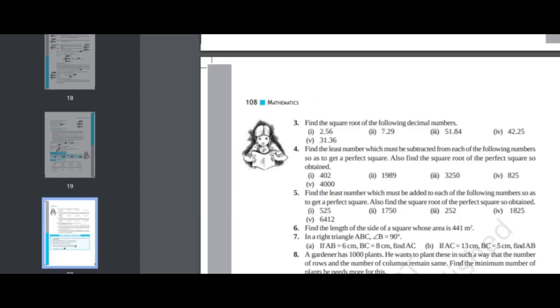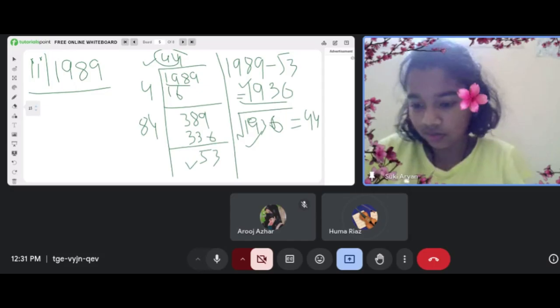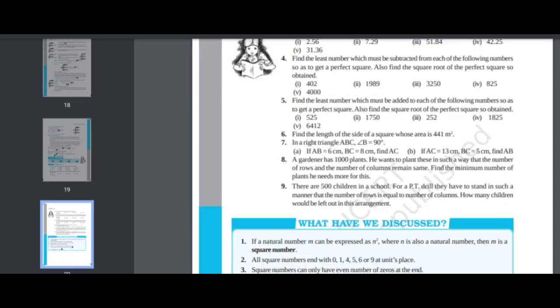Right now, can you do the third part for me? For the practice. Yes, ma'am. Okay, do that. Question number 5. Find the least number which must be added to each of the following numbers so as to get a perfect square. Also find the square. Now in the previous question we subtracted them. Now here we have to add them. Simply we have to find the perfect square. When we find it, we get the remainder and it represents the square, and we have to add to get to the next number, then we will get the exact number. Okay, let's do this.